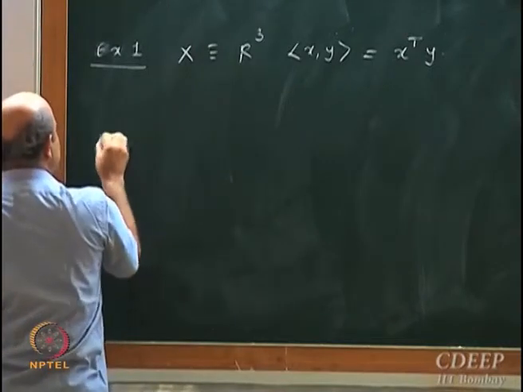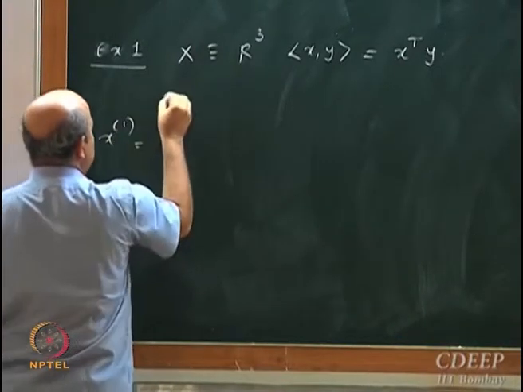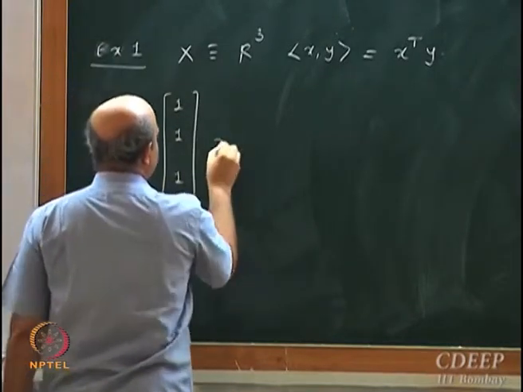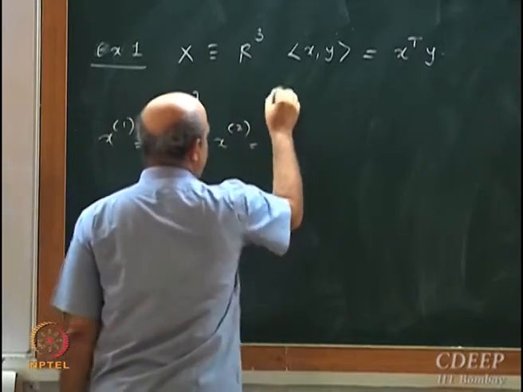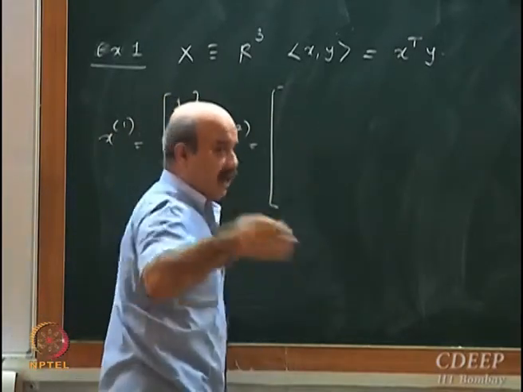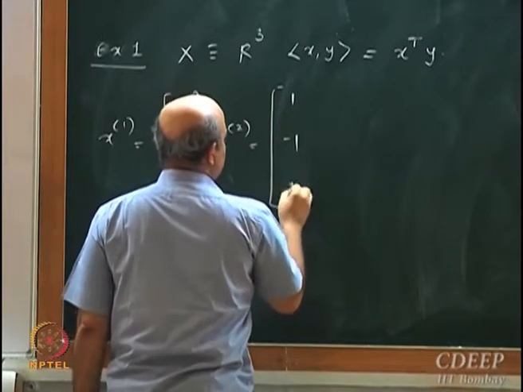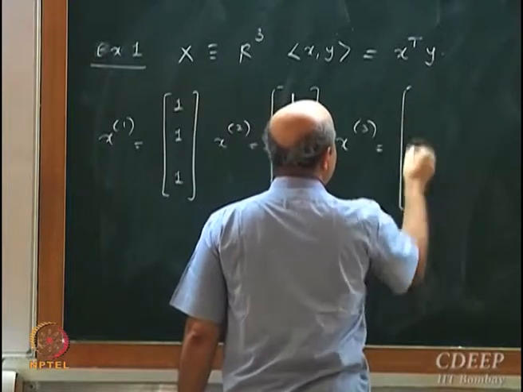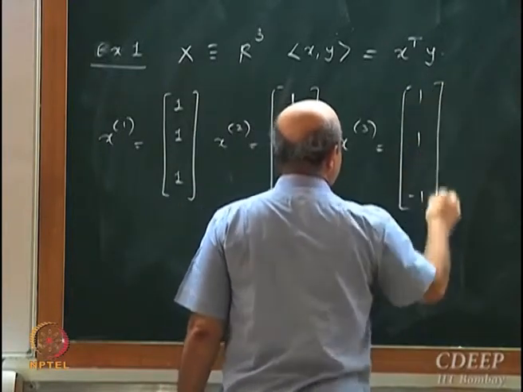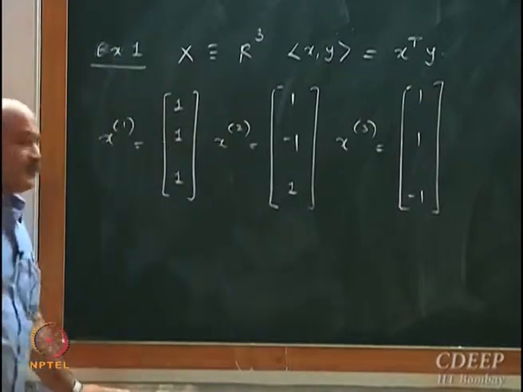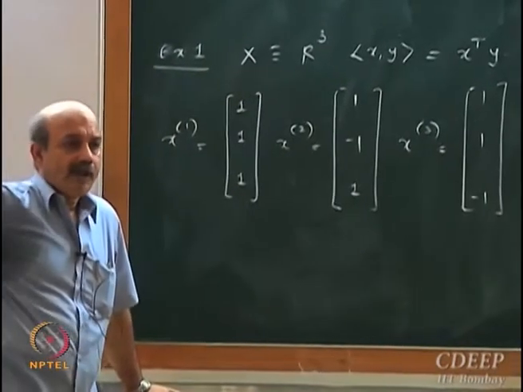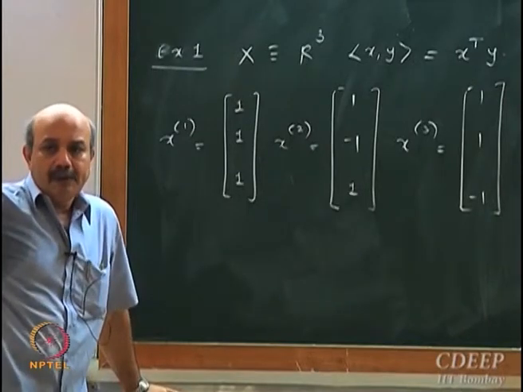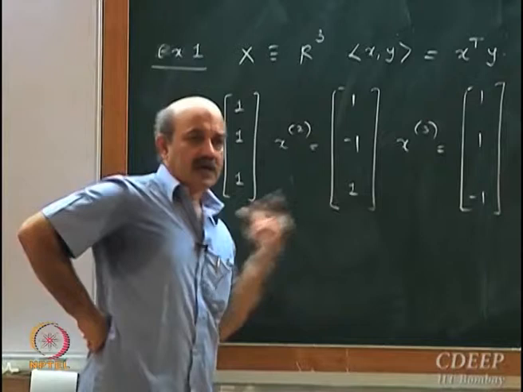And I am given three vectors, x1, which is 1 1 1, x2. Now I want you to do this by hand. I want to start doing it. x2 is 1 minus 1 1, and x3 is 1 1 minus 1. Are these linearly independent? Are these three directions linearly independent in R3? These are linearly independent. Are they orthogonal?